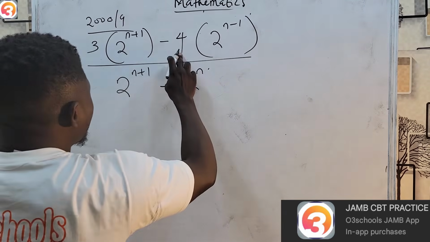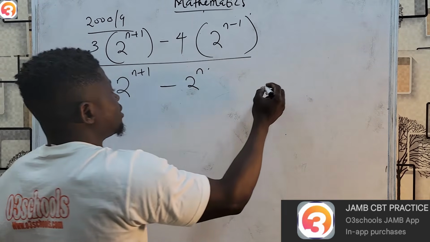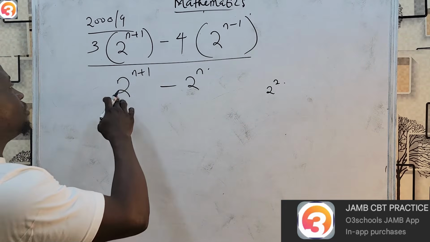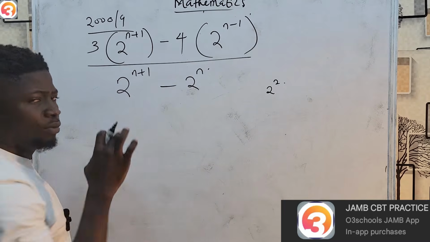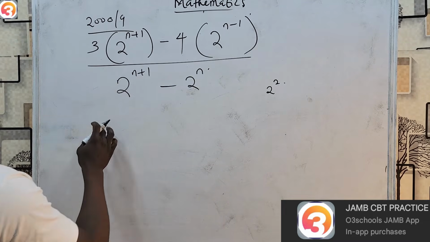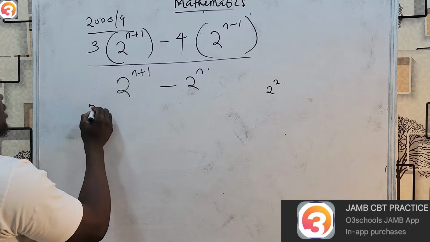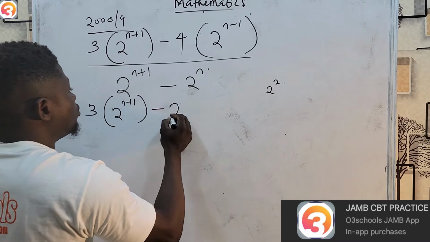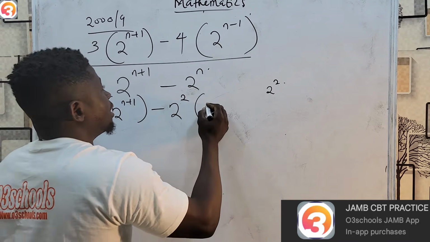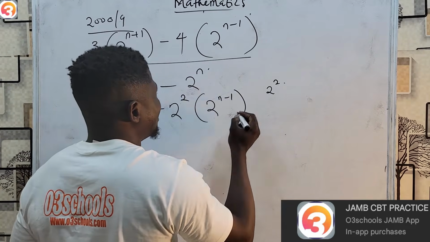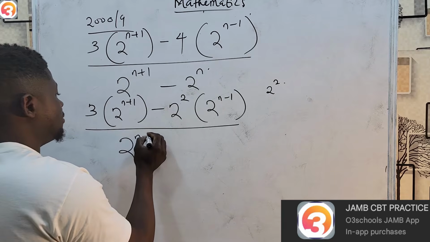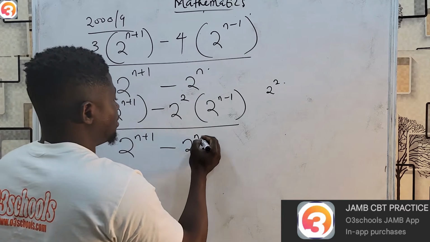Now, from here, we know that 4 is the same thing as 2 raised to the power 2. That will help us. If we do that, I'm going to have 3 into bracket 2 raised to the power n plus 1 minus 2 raised to the power 2 into bracket 2 raised to the power n minus 1, all over 2 raised to the power n plus 1 minus 2 raised to the power n.